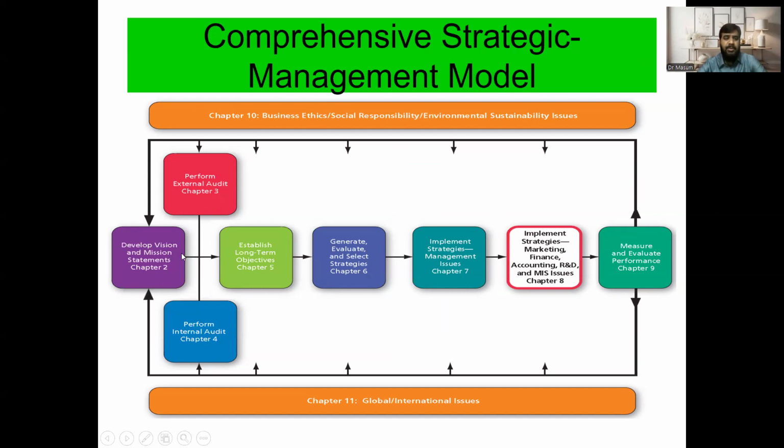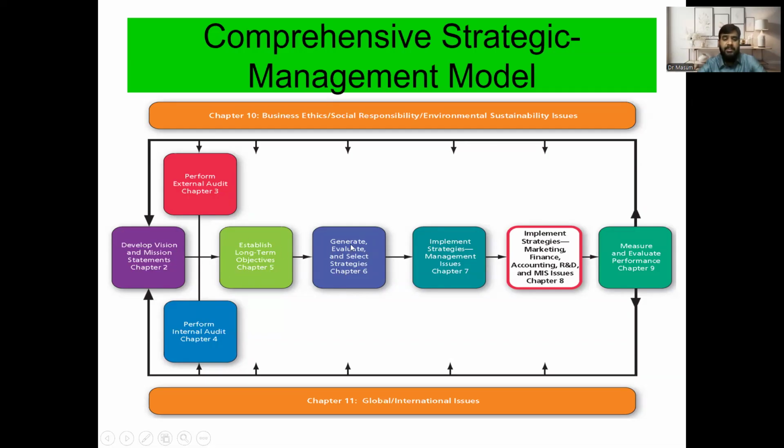There we have learned about the mission and vision statement. We learned about the external audit, that means external analysis. We learned about the internal audit, internal analysis, and then we choose the strategy. We set the strategy, a long-term mission of the company based on our external and internal analysis, and then we evaluate. How did we evaluate the strategies that we have chosen here?